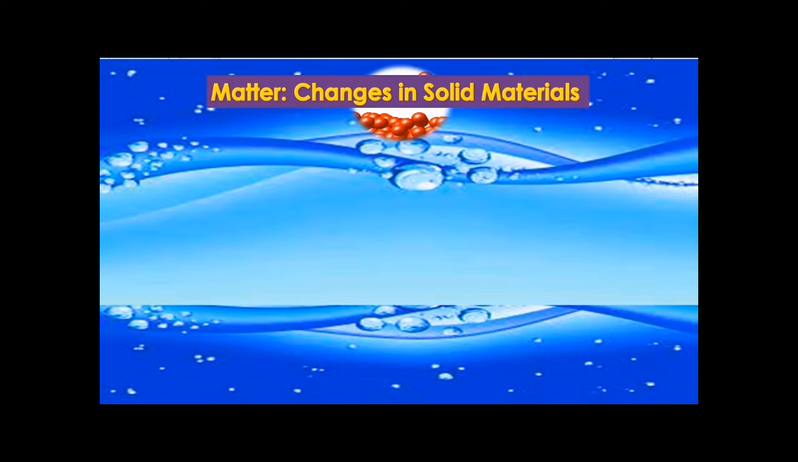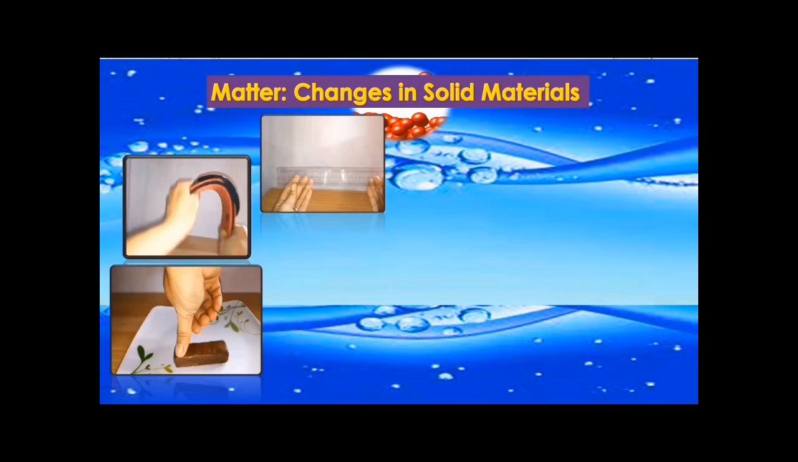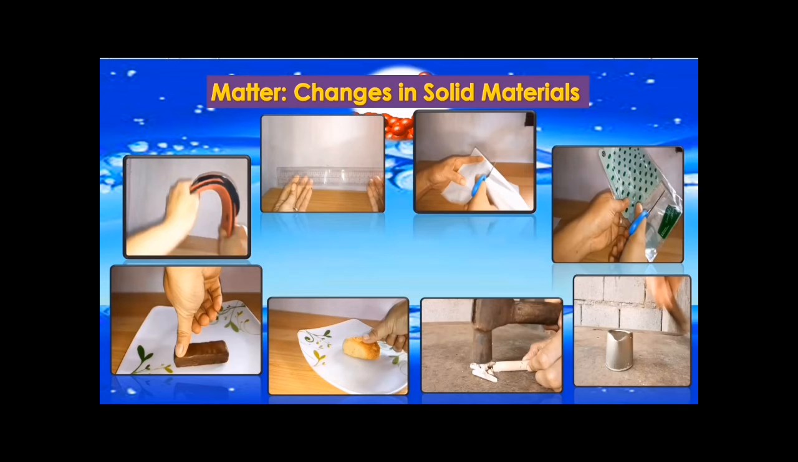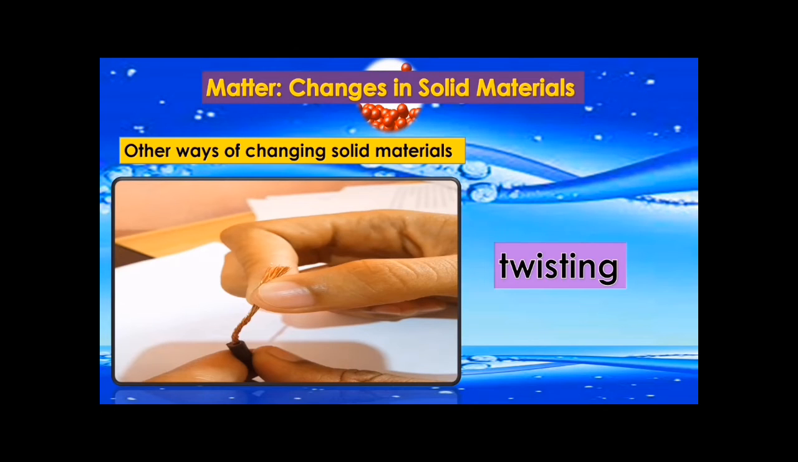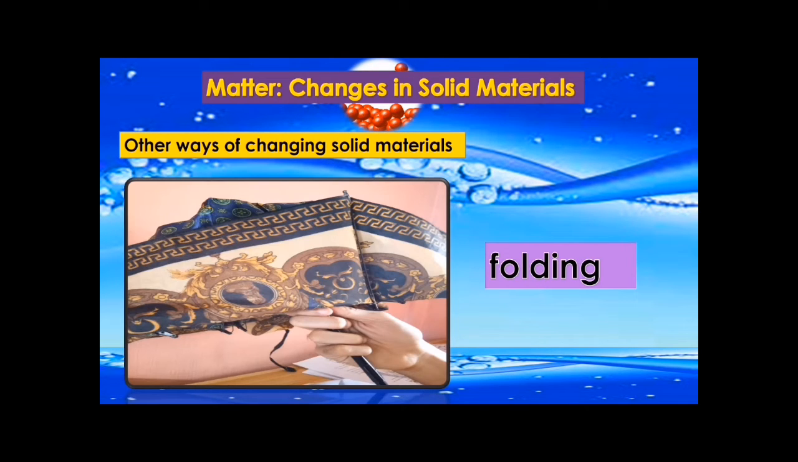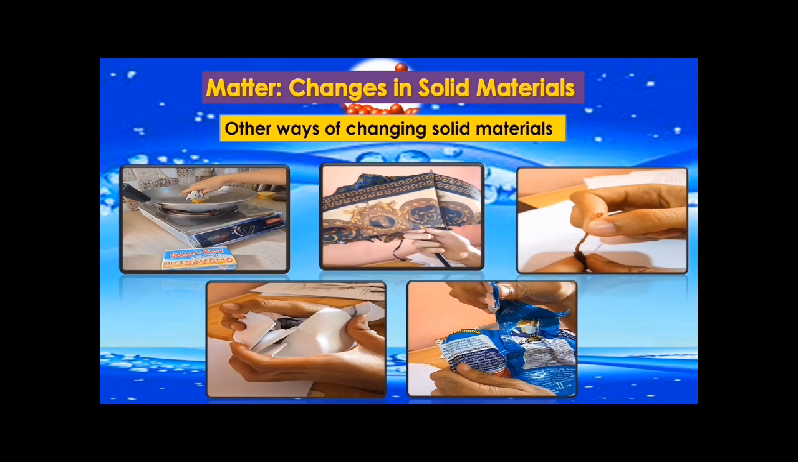Do you know that there are other ways to change a solid material aside from bending, pressing, cutting, or hammering? As I said, solid materials can change in many ways, like twisting, tearing, crumpling, folding, or melting. These ways can change the size, shape, or texture of the material, but no new material is formed. Only physical appearance is changed.